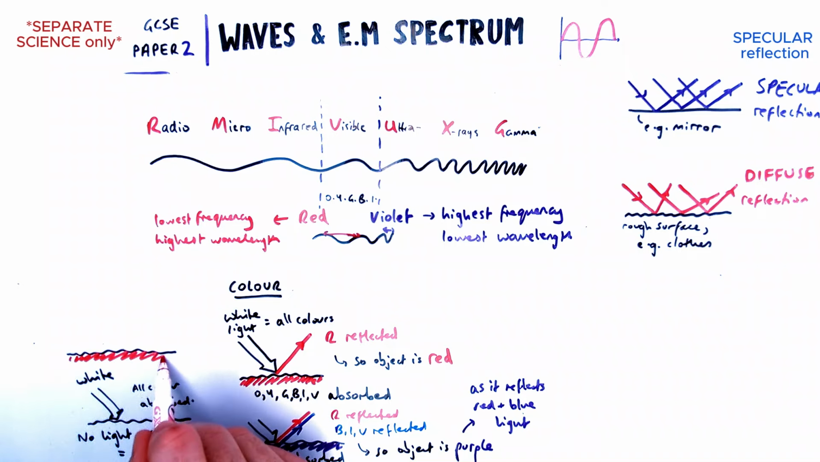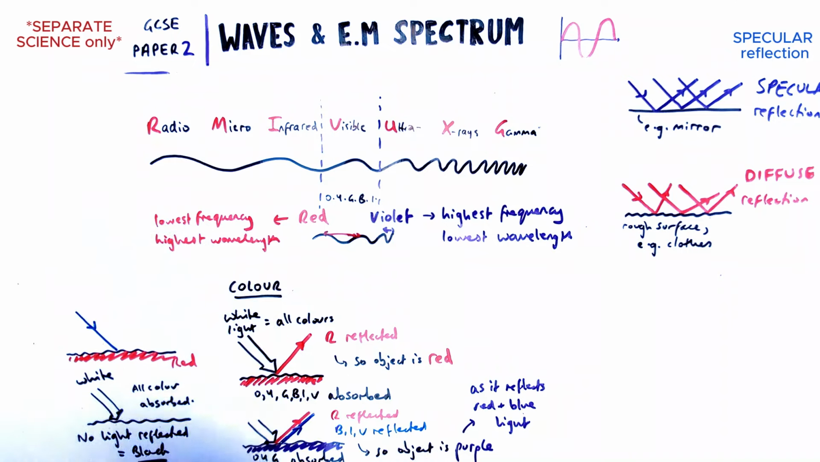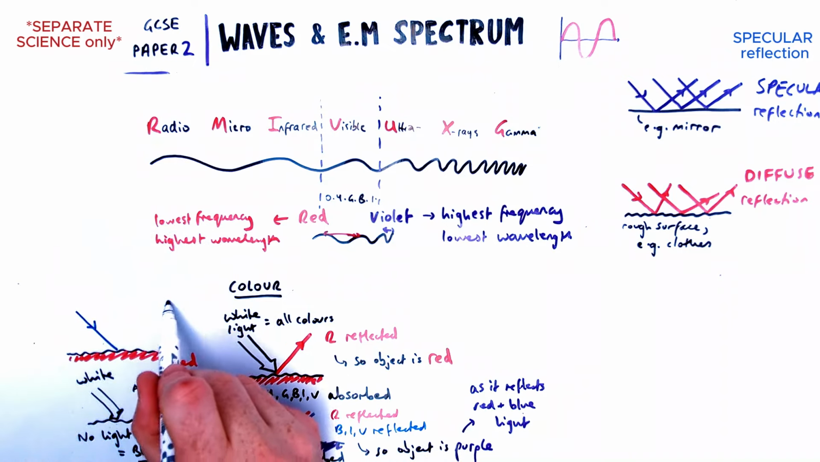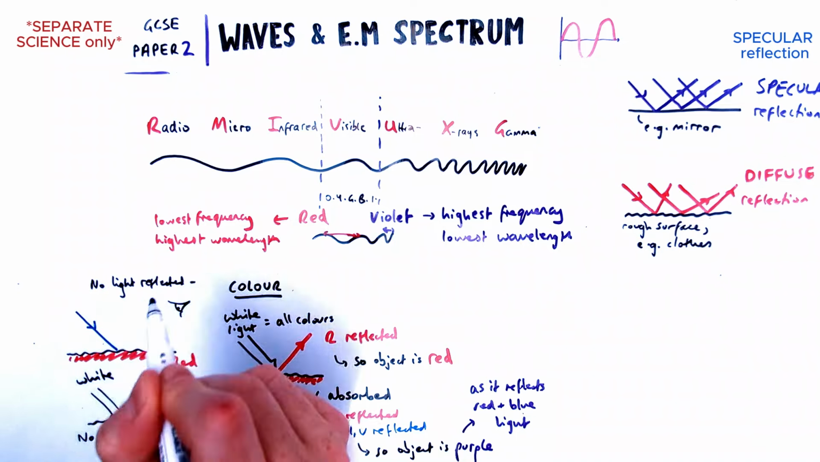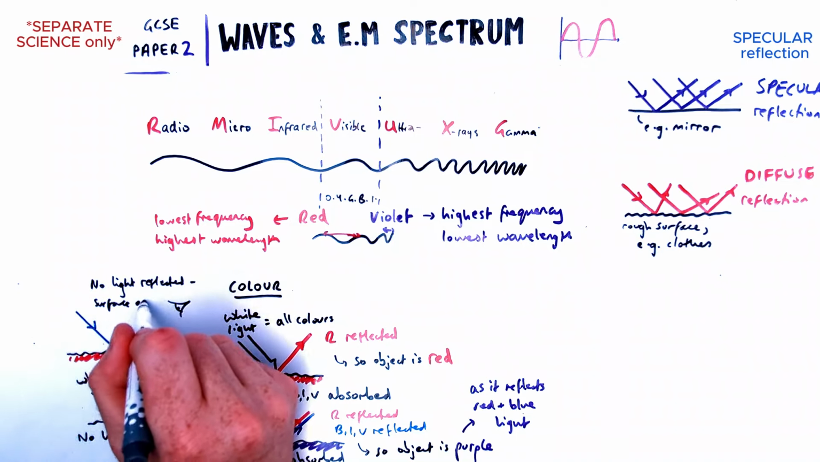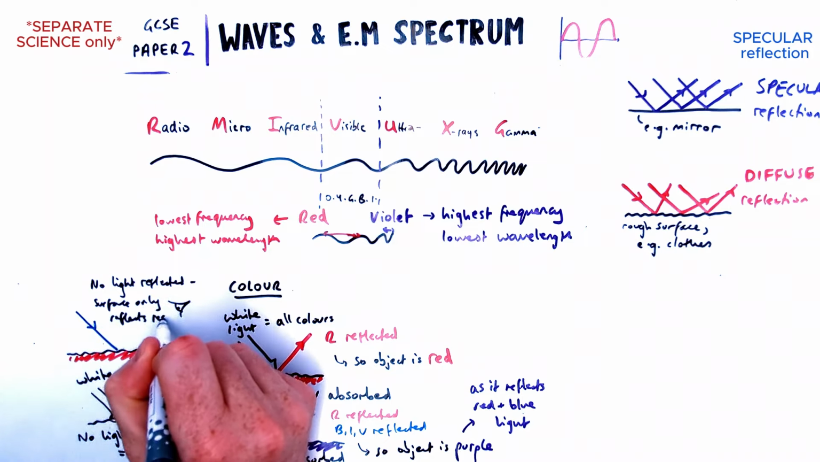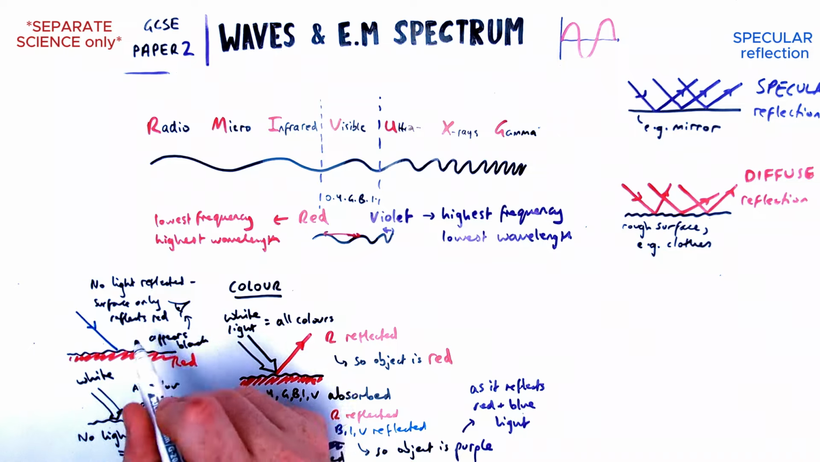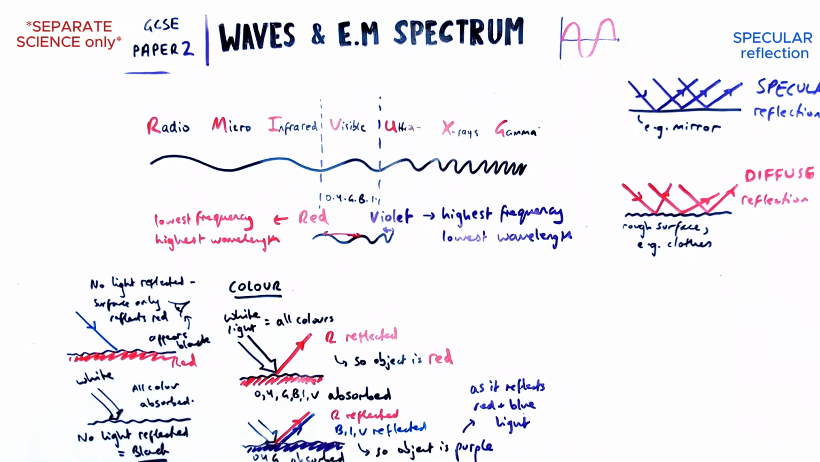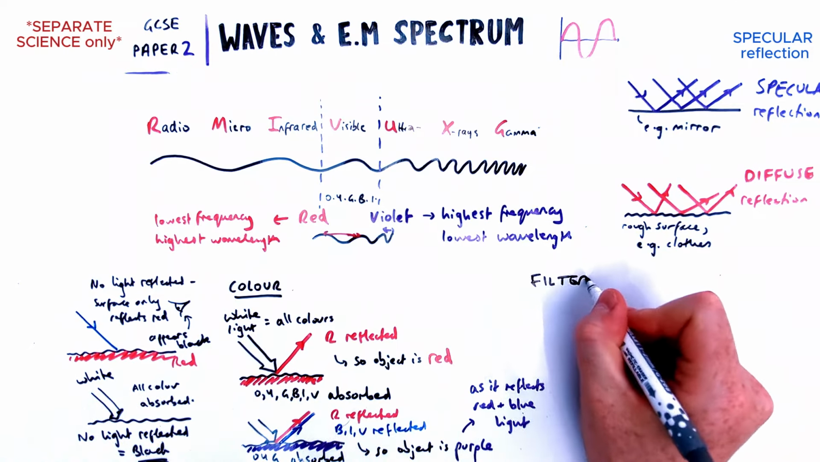If I shine blue light onto a red surface, and we know it's a red surface already, it's not going to reflect any light. Red surfaces only reflect red light, so if there's no red light incident on it, it cannot reflect it. So therefore no light's going to come off it. If you were viewing it from afar, you would say it appears black because it's not reflecting any light.